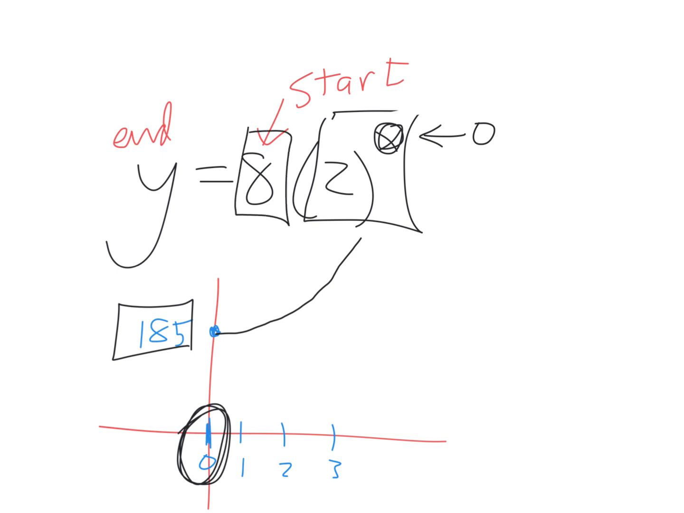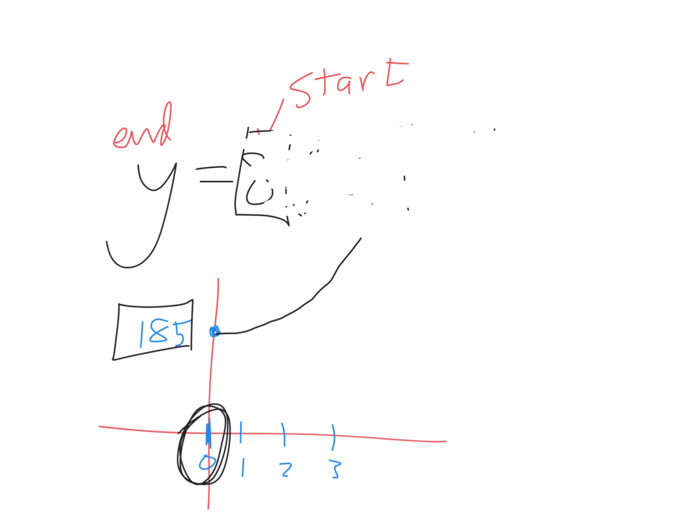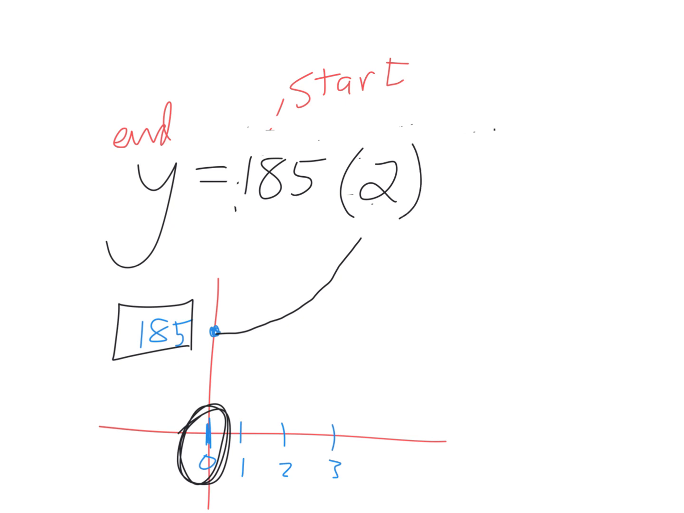For him, if I was going to write an equation for Christopher Reeve as he got all bulked up for Superman, I don't know exactly how big he was, but I know at the end he was like 225. He started at 185, and then this is the base, and then this is the x. So your start value goes there.